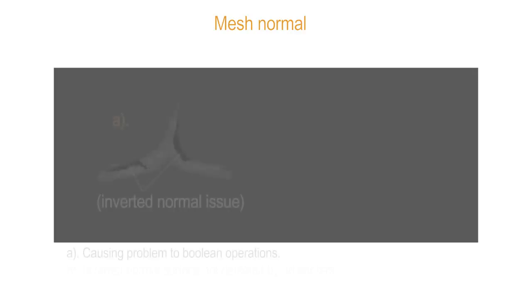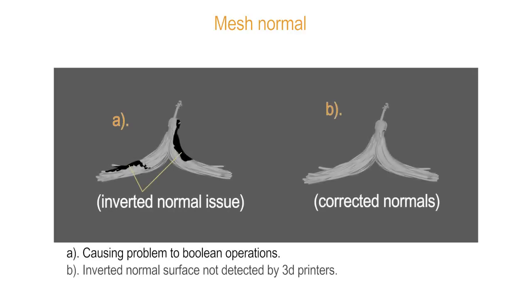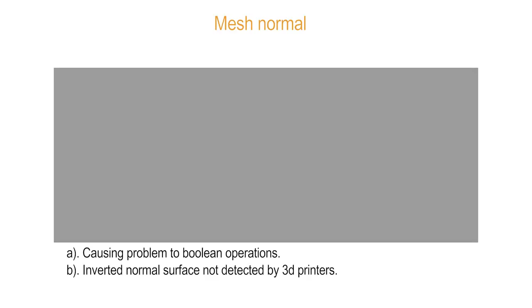The 8th point, mesh normals. If the model has inverted normals, then the 3D printer will not detect that surface, because the normals of the mesh are facing inwards. You must check that your model normals are all facing outwards to get a perfect print.